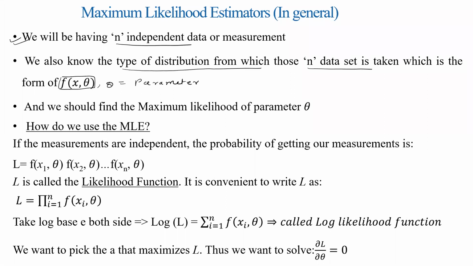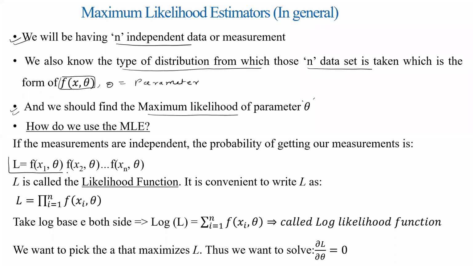This theta will vary as per the distribution. For Poisson, theta was m. For normal distribution, that can be mean and sigma and so on. We will discuss that. So now we have to find the maximum likelihood of parameter theta. This theta will vary as per the distribution. So how does this parameter theta work?